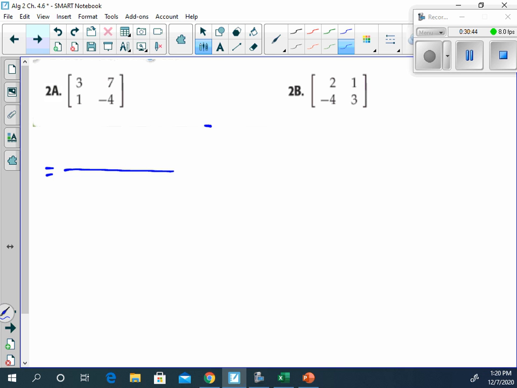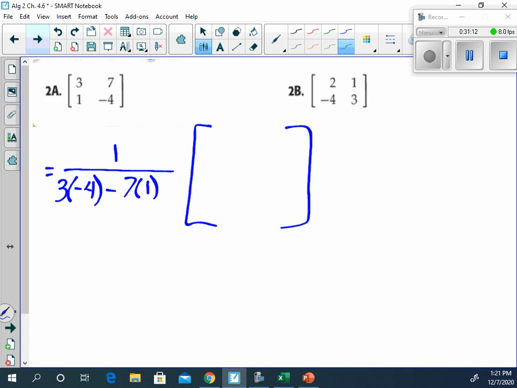So if we want to find its inverse, we're going to do this by hand, so we're going to use the formula. We're really going to have 1 over its determinant times our matrix when we switch and change signs. So we have 1 over A times D minus B times C. That would be 3 times -4 minus 7 times 1.